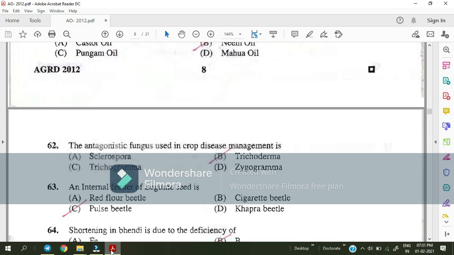63rd question, an internal feeder for legume seed, pulse beetle. Its scientific name is Callosobruchus sinensis. Next, cigarette beetle, this is also an internal feeder. Its scientific name is Lasioderma serricorne. The remaining ones, Tetraphoid beetle and Khapra beetle, are external feeders. Khapra beetle scientific name is Trogoderma granarium. Tetraphoid beetle scientific name is Tribolium castaneum.